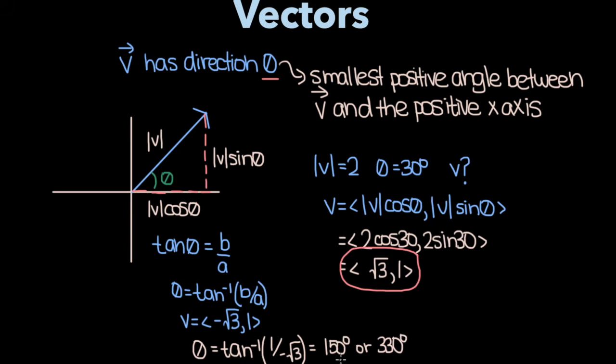And how are we going to pick whether it's 150 or 330? Well, let's really quickly just draw a figure. So if this is our coordinate plane, the vector negative root 3, comma 1 is going to put us somewhere in the second quadrant, since the horizontal component is negative and the vertical component is positive. And when we look at this figure, the direction theta is this angle, and this angle is clearly less than 180 degrees, which means that theta for this particular vector must be 150 degrees.